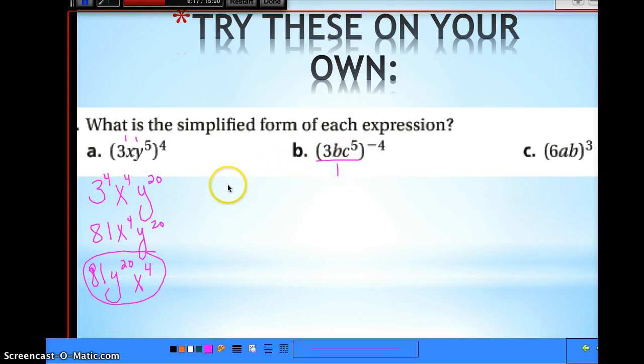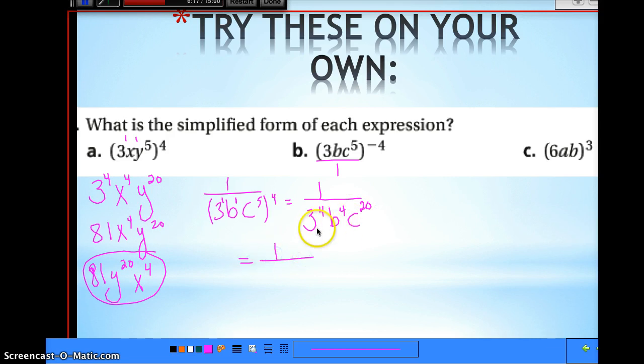This one has a negative exponent, so the first thing I'm going to do is take the reciprocal of it, making sure I don't lose my parentheses. And I'm going to put in my imaginary ones for the sake of teaching, and then apply the power rule. 3 to the 1st, which would be 1 times 4, b to the 1st raised to the 4th would be b to the 4th, and c to the 5th raised to the 4th is c to the 20th. So that's going to give me 1 over 3 to the 4th power is equal to 81. Putting my higher exponent first would leave me with an answer of this.